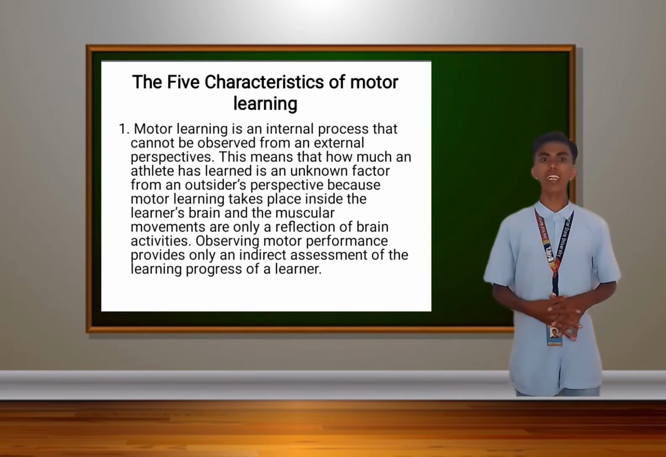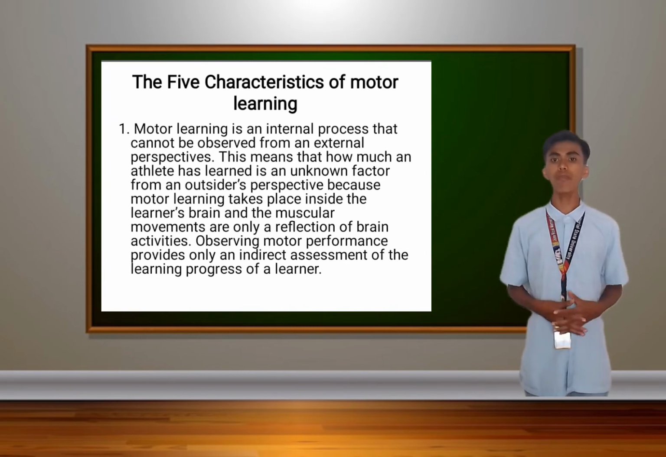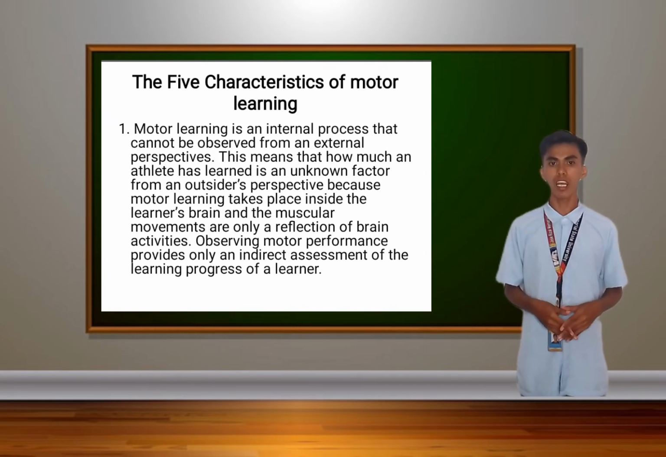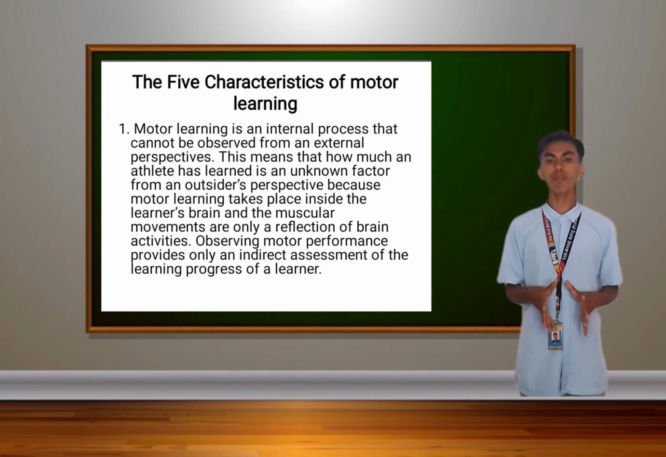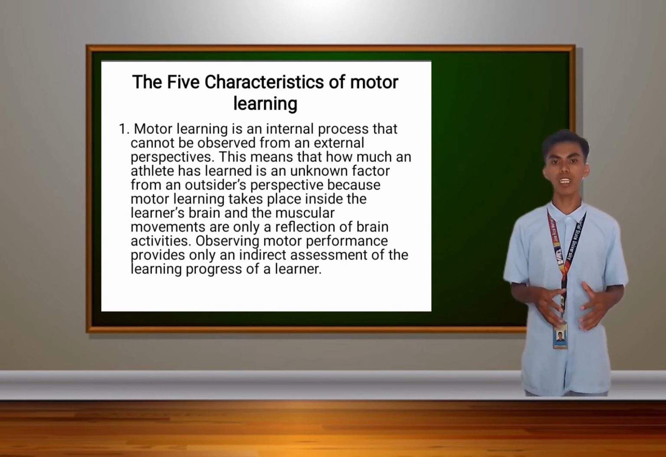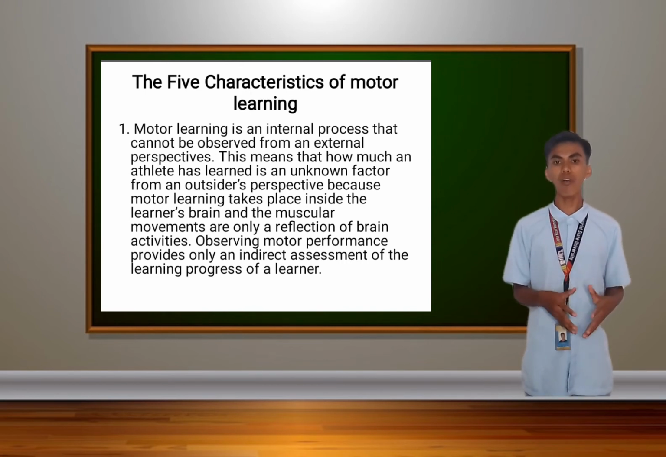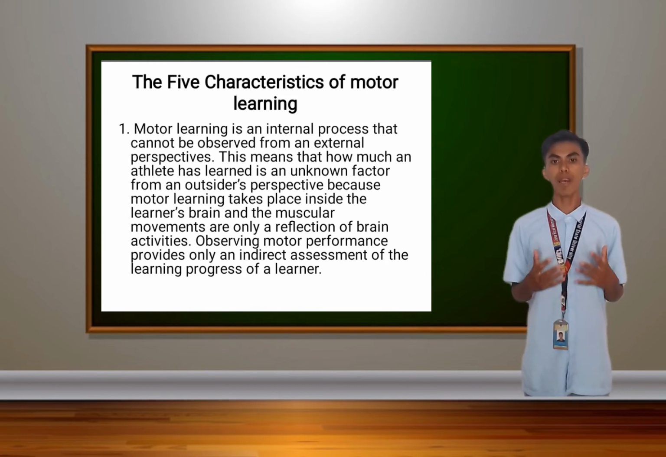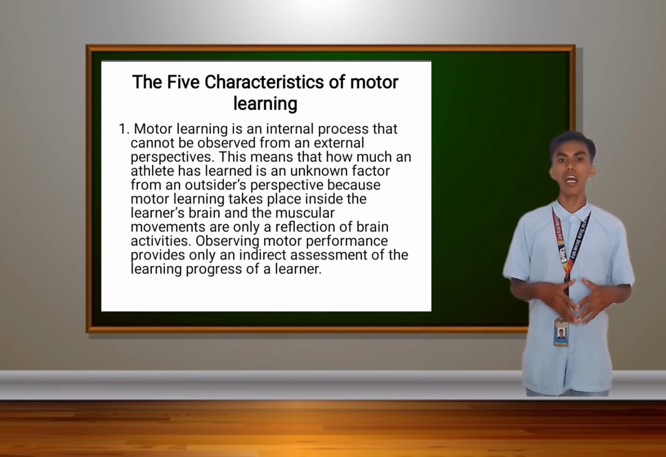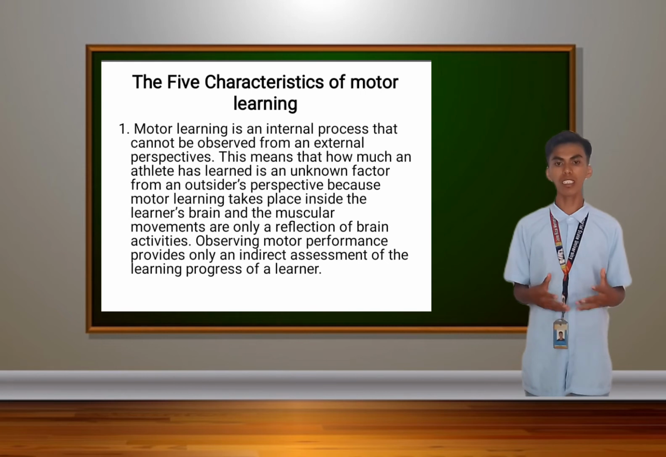Okay, let's move on, class, to our 5 characteristics of motor learning. Motor learning is an internal process that cannot be observed from the external perspective. This means that how much an athlete has learned is an unknown factor from the outsider's perspective because motor learning takes place inside the learner's brain and the muscular movements are only a reflection of brain activities.